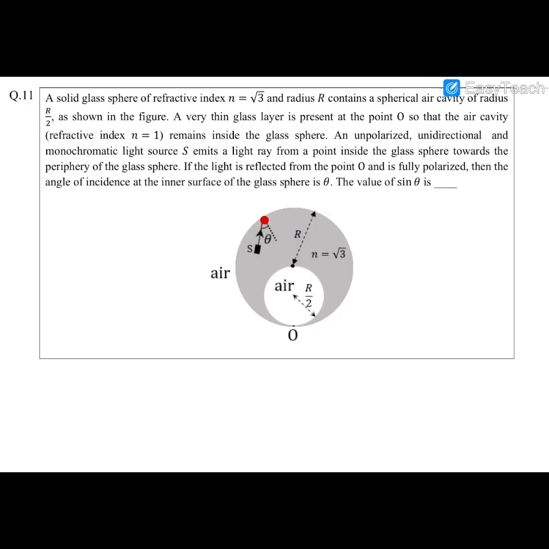This light is reflected from this point, and then it is reflected from somewhere here, and then it enters this air cavity, and then it falls on point O. Now at point O, this light is reflected again, and the reflected light is 100% polarized, which means obviously that this light is incident at point O at the polarizing angle. So we have to find out the value of sine theta.